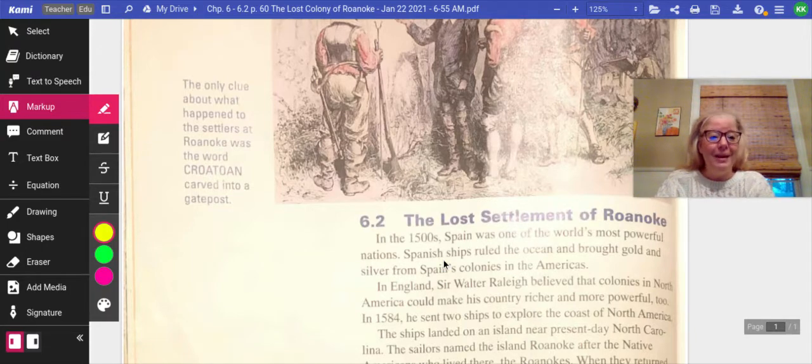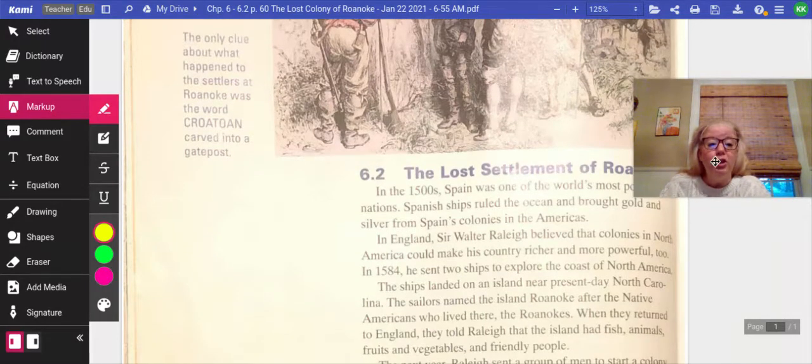Okay, so again, we are on page 60. If you have your textbook at home, you are welcome to open that and follow along. In the 1500s, Spain was one of the world's most powerful nations. Spanish ships ruled the ocean and brought gold and silver from Spain's colonies in the Americas. So remember where Spain was. Spain had land down in the southwest of what is now the United States, Mexico, okay? So they're now getting gold and silver and they're taking it back over to Europe.